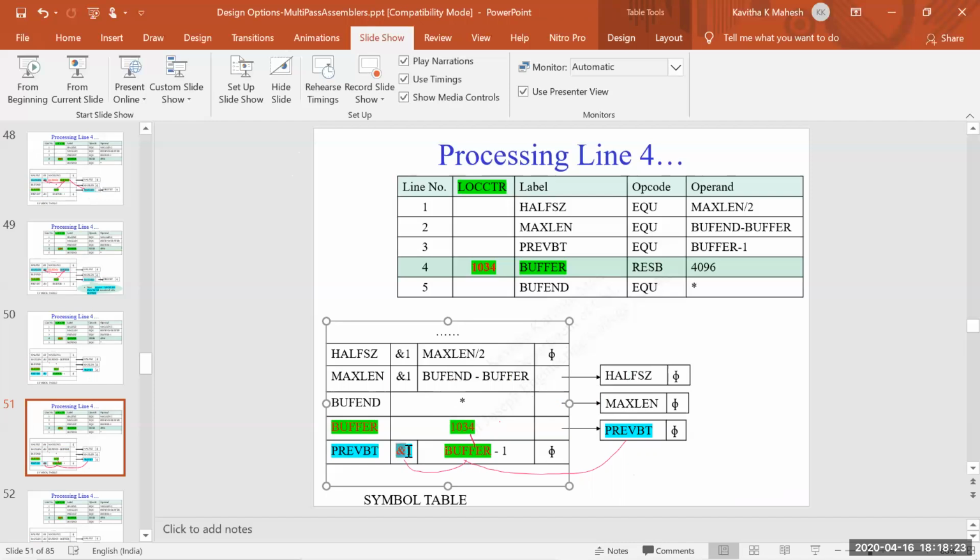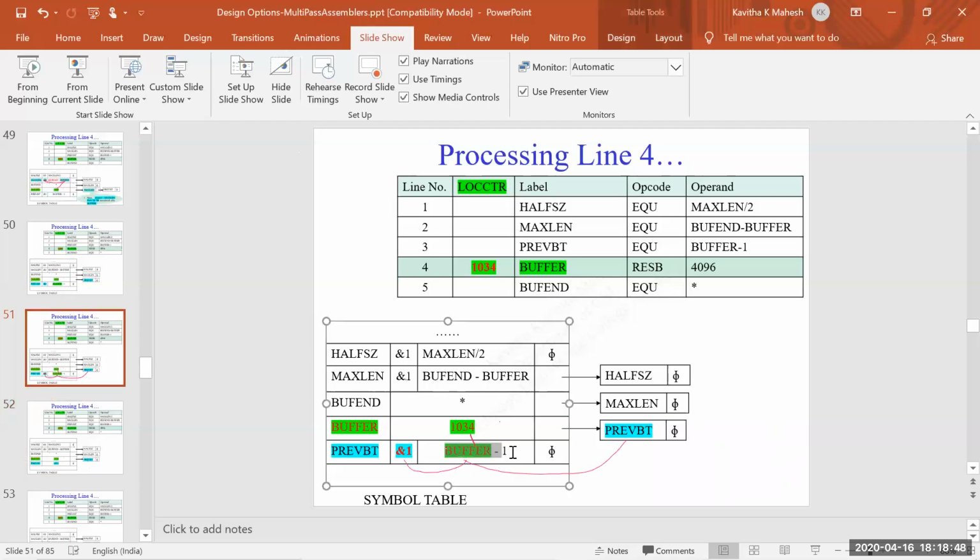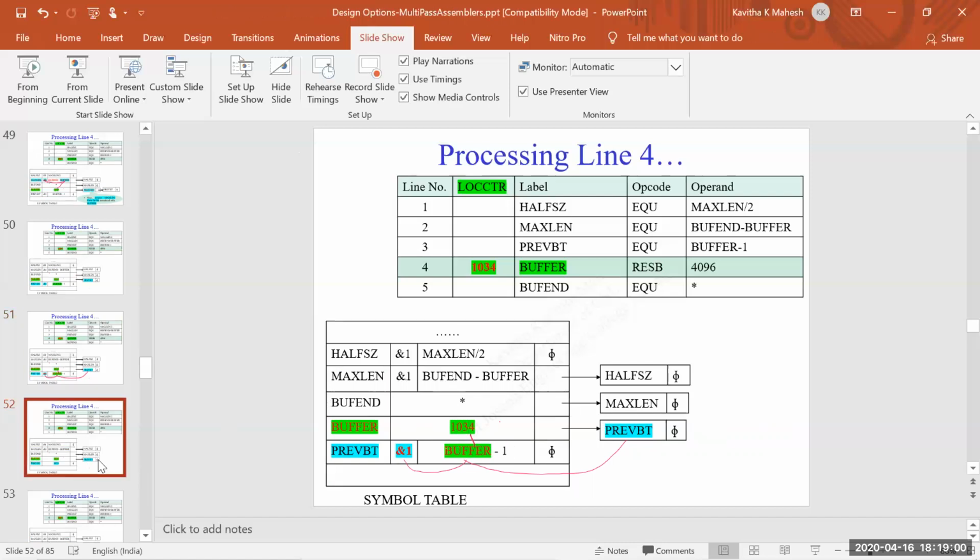And please note here we have ampersand 1 indicating that the value for one symbol was unknown. Now that we know the value of buffer, you can eliminate this entry from the symbol table. And now we have previous byte equals to buffer minus 1. Buffer is 1034. 1034 minus 1 is 1033. So please look into the previous entry. We had the defining expression buffer minus 1. The value of buffer is 1034. Now since we know the value of buffer, we replace buffer minus 1 with 1034 minus 1, that is 1033. So 1033 is entered in the place of the value for previous byte.